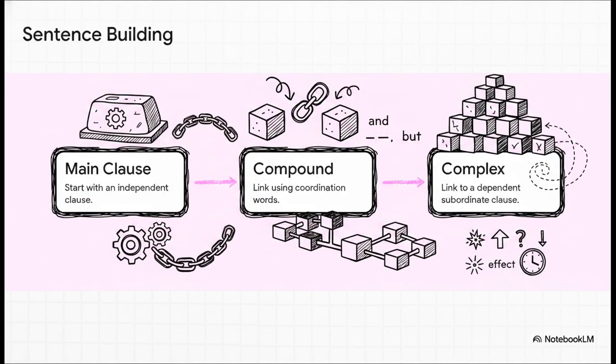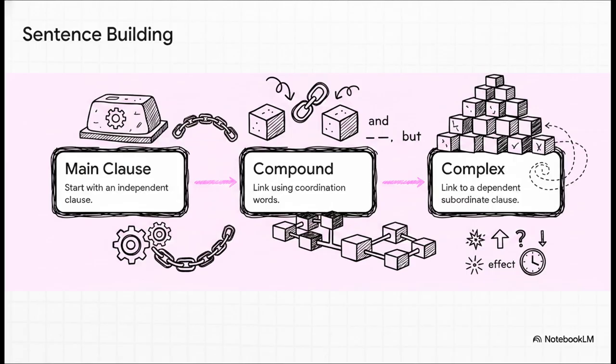So, how do humans construct those intricate, sophisticated arguments that literally build civilizations? We do it through sentence math. You start off with one independent main clause. From there, you can link it to another main clause using coordination words like and or but. That simple addition gives you a compound sentence. Alternatively, you can use subordination to attach a dependent clause, which gets you a complex sentence.